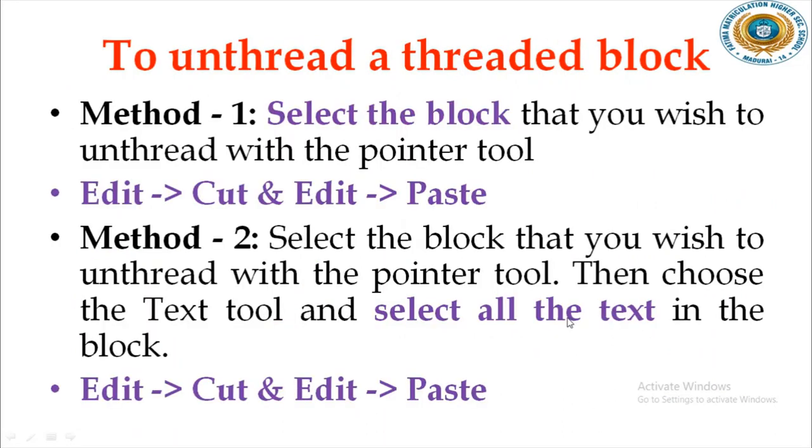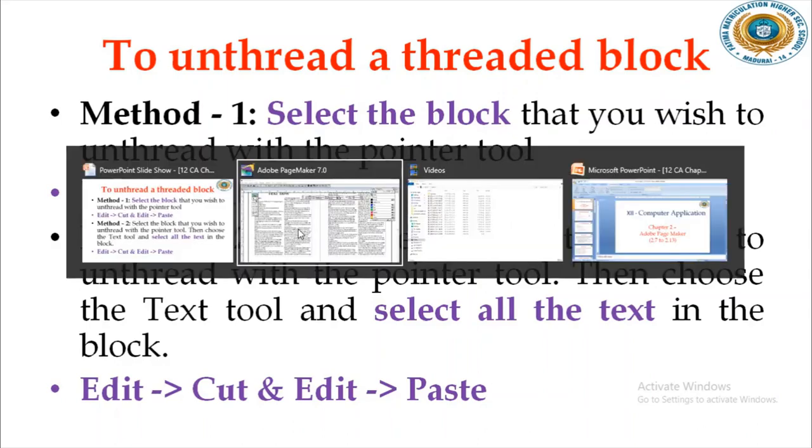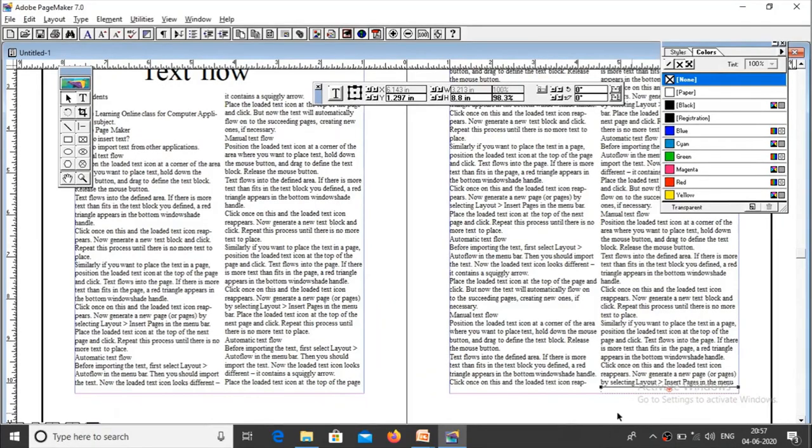So next we are going to discuss unthread. Unthread பண்றது எப்படி அப்படிங்கறத நம்ம பார்க்க போறோம். In that there are two methods. One is we select the entire block and use the cut and paste option. Otherwise we select the text block, the entire text, and paste it in a new text. Okay, so அதுதான் இப்போ பார்க்க போறோம். Now we will move to the next page.